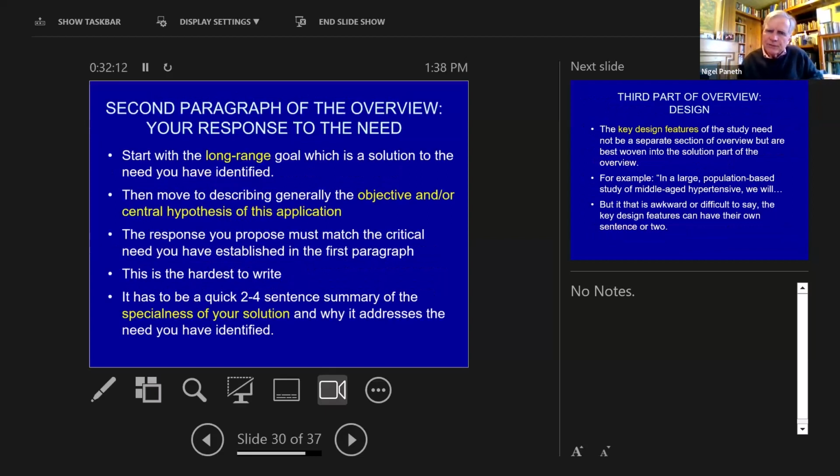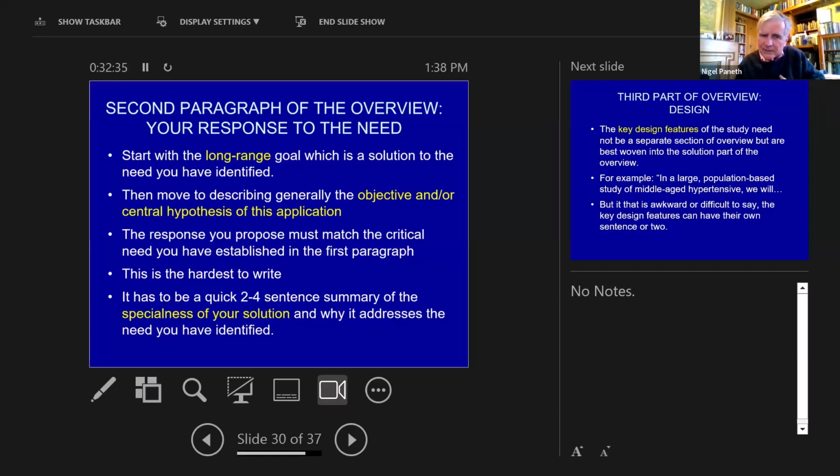Then once you've established that there's a need, there's a problem, you start with your long-range goal and you move to generally getting into the objective and the central hypothesis of the application, which you'll develop further under the specific aims. And of course, the need and the response have to match. They have to be together.